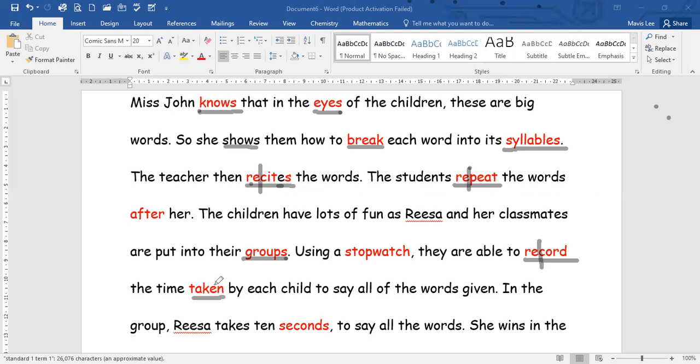So sound it out. Taken. Okay, so let's begin at the top here so that we understand everything. Let's go. Using a stopwatch, they are able to record the time taken by each child to say all of the words given.